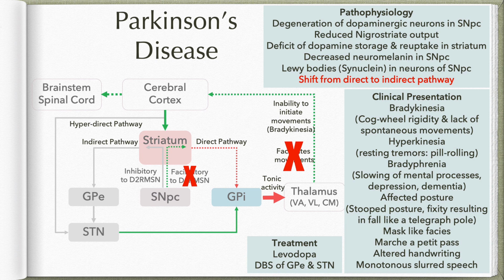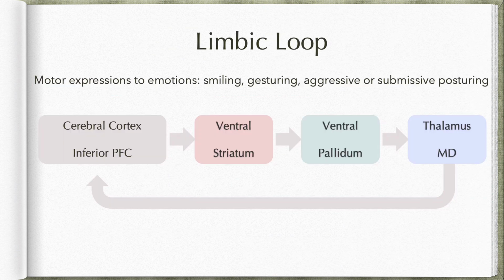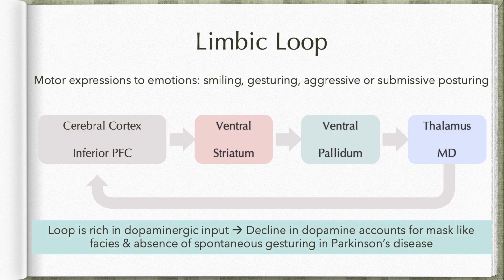These two have been found to be effective in reducing not only the resting tremors, but they will also improve the bradykinesia part. In case of Parkinson's disease, the limbic loop will be affected because that is again a loop which is rich in dopaminergic input. Once this loop is affected, that will result in mask-like facies as well as absence of any of these spontaneous gesturing in case of Parkinson's disease.